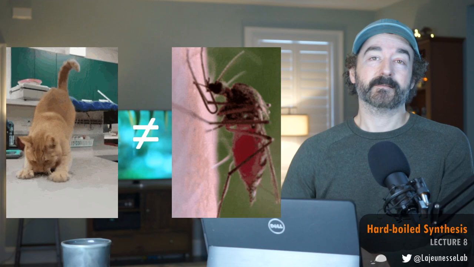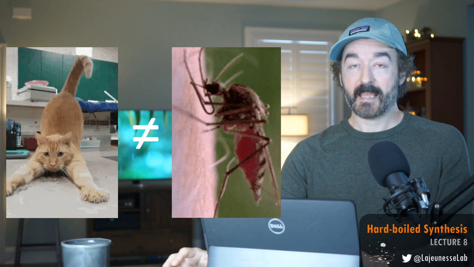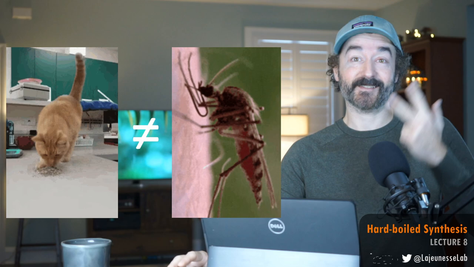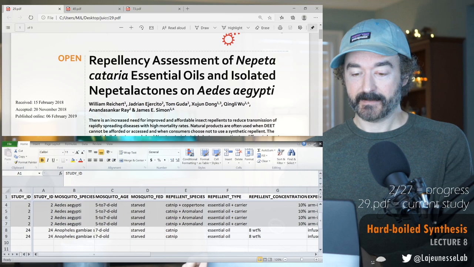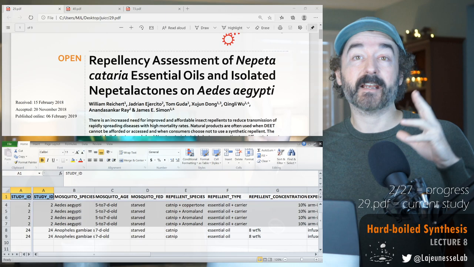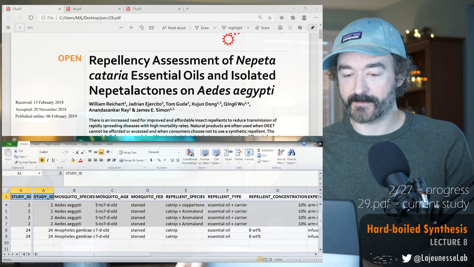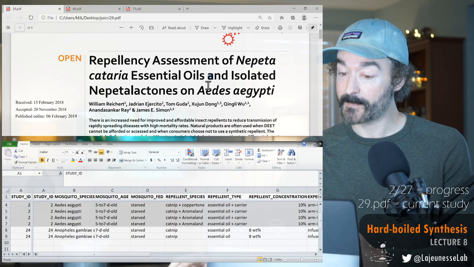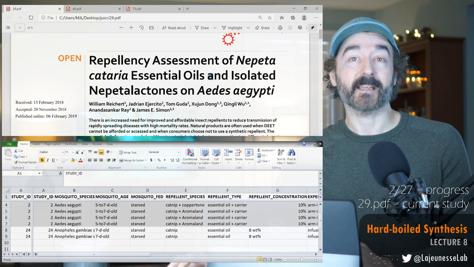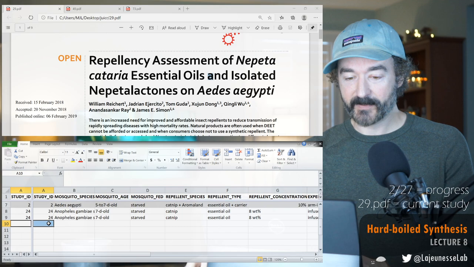Without further delay, I mean, I spent an hour just talking about one study before, twice in a row. I got to get into it. Let's do it fast. Here are my Excel sheets. I already brought up the next study to process. Study 29, I identified it as a potential candidate, with the title itself being really what I want: Repellency assessment of Nepeta essential oils against Aedes mosquitoes. This is flat out exactly what I wanted and was hoping to get through my search. So let's start populating the Excel sheet already.